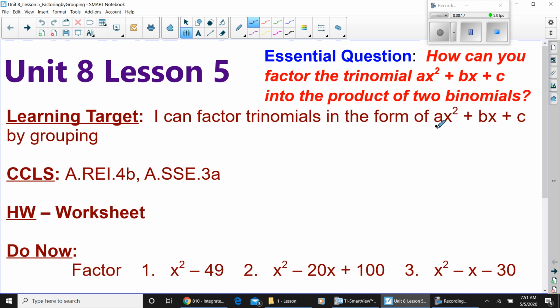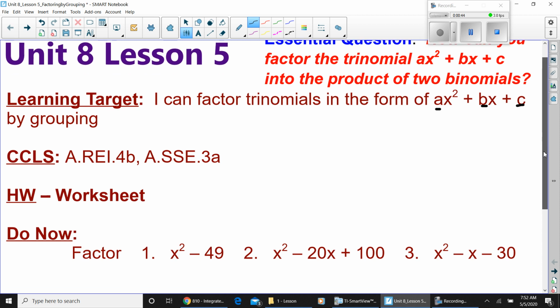Just so you know, this is standard form. Whatever number is next to the x squared, even if it's a 1, is known as a. Whatever number is next to the x is b, and whatever number is right here is known as c. So this is called standard form, and that is something that we are going to refer to later on.